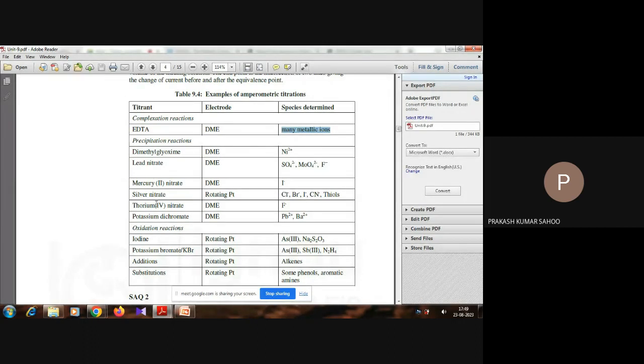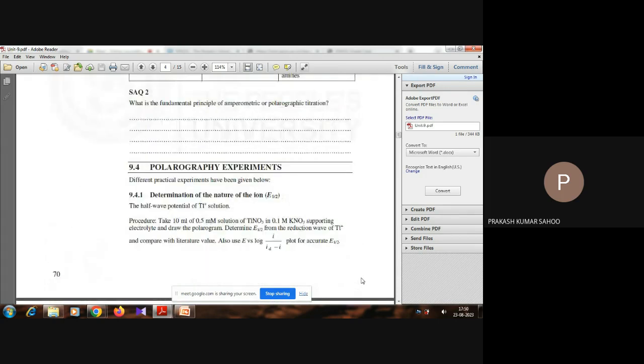And in oxidation reactions, we have iodine with the rotating platinum electrode for arsenic, and sodium thiosulfate. Then we have potassium bromate and KBr, that is KBrO3 with KBr. We have rotating platinum for these things: arsenic, antimony, and hydrazine. Then in addition, we have rotating platinum for alkenes, and in substitution, rotating platinum as electrode for some phenols, aromatic amines, etc.